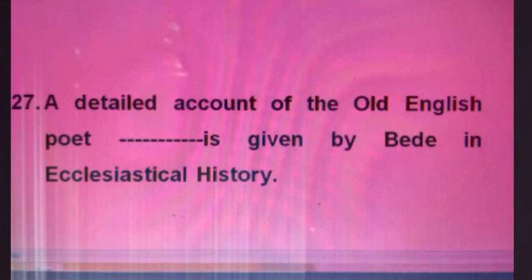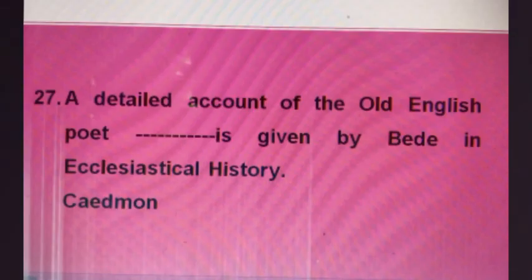Question number 27. A detailed account of the Old English poet Dash is given by Venerable Bede in his book The Ecclesiastical History of the English People. Answer: Caedmon. A detailed account of the Old English poet Caedmon is given by Venerable Bede in his work The Ecclesiastical History of the English People.